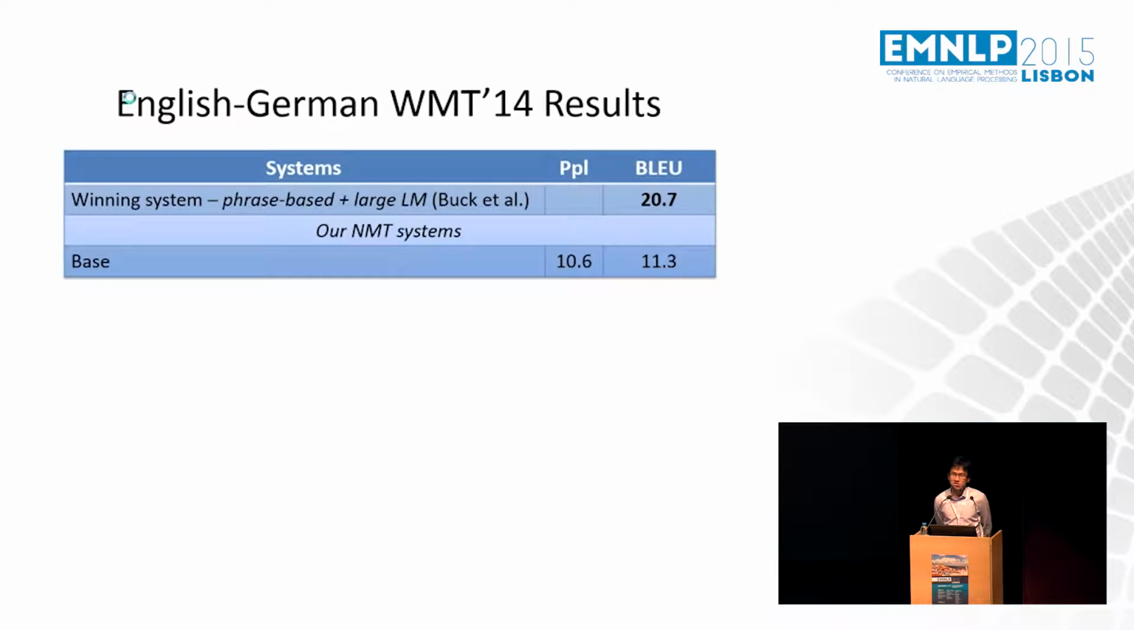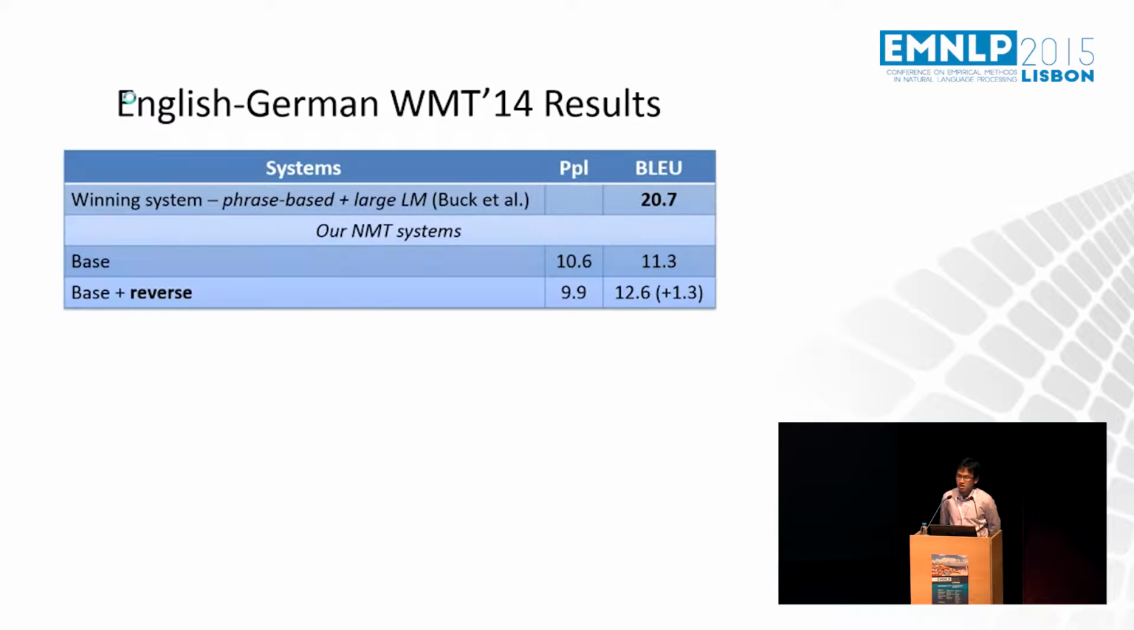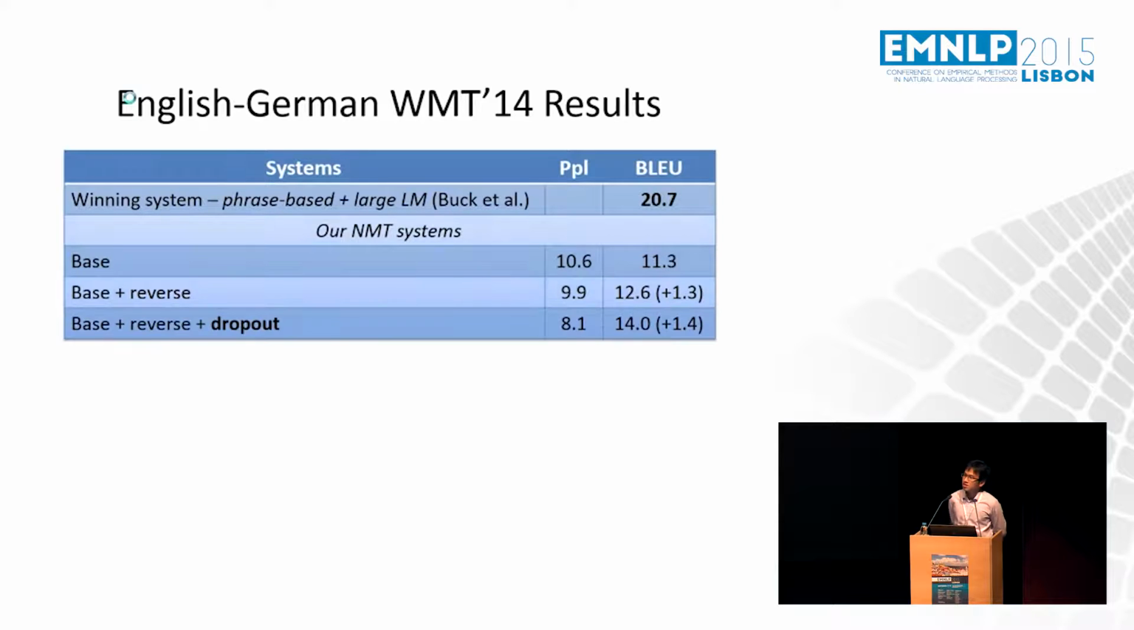So let's look at the English to German WMT14 results. The Windows system 2014 has scored 20.7, and we start with a very lousy system which only got us 11.3 BLEU points. So we then start adding known techniques. There's a known technique that if you reverse the source sentence, you can actually learn better. We got 1.3 BLEU improvement. And if we add dropout, we get another 1.4 improvement.